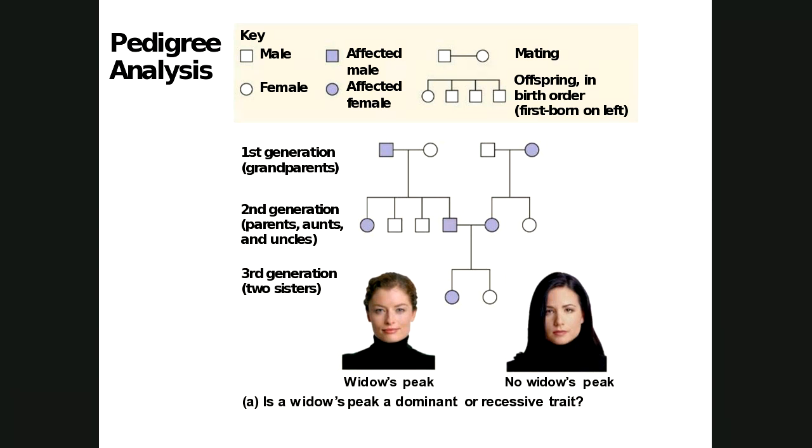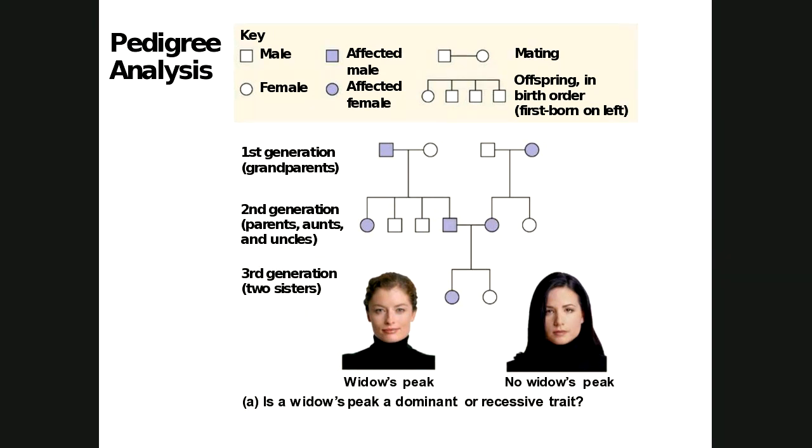Okay, pedigree analysis. Squares are males, round ones are females, and it varies, but there's always a key. In this case, if they're colored in purple, it's a male who has the trait, they're affected. It may not be a good trait or bad trait, it's just a trait. Affected females are round. Mating is indicated by the square and the round, then the offspring are indicated by however many were born. Everybody's seen these, you understand how this works.